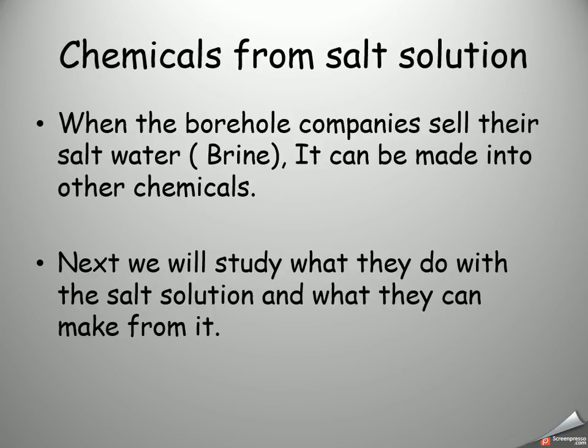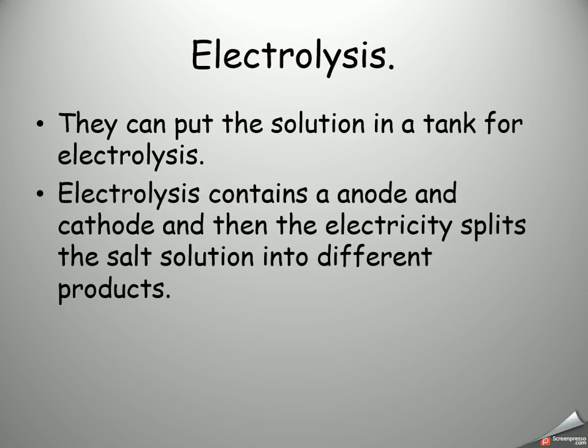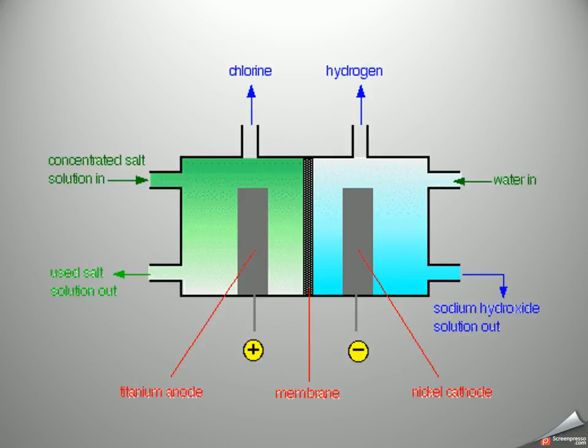So, chemicals from the borehole. What borehole companies do is they take their salt water and it can be made into other chemicals. We're going to look at what other chemicals they can make. First of all, they can do electrolysis. They can get this salt solution, just like we looked at with copper sulfate and copper, and do electrolysis on it. It's the same drill: they have an anode and a cathode, and then they pass electricity through it.